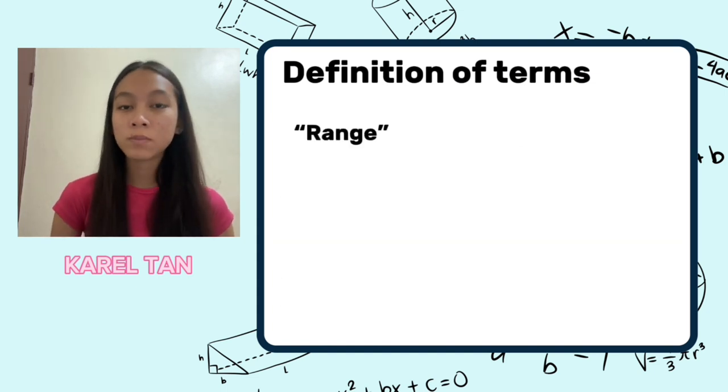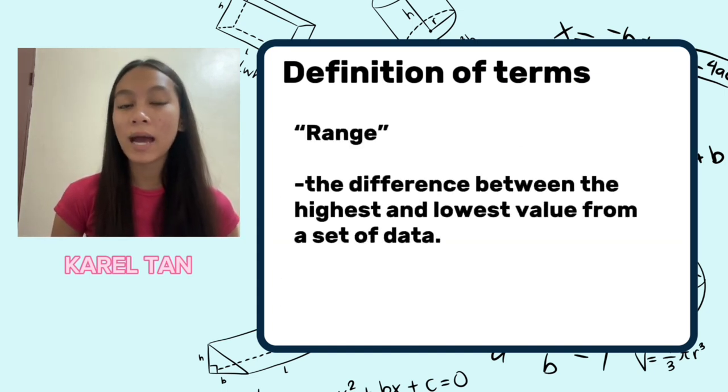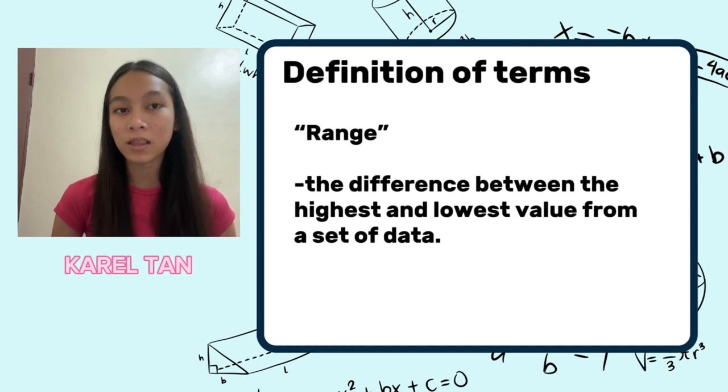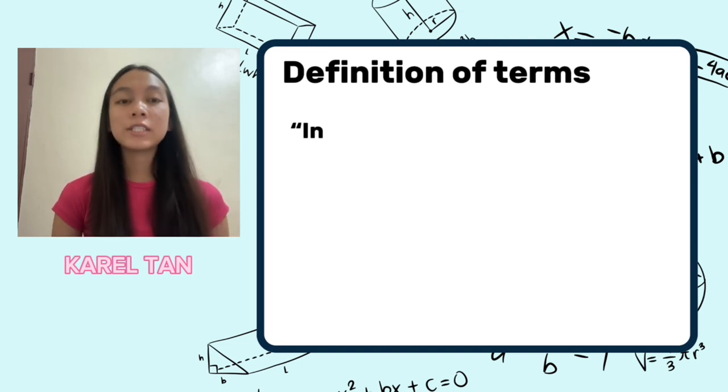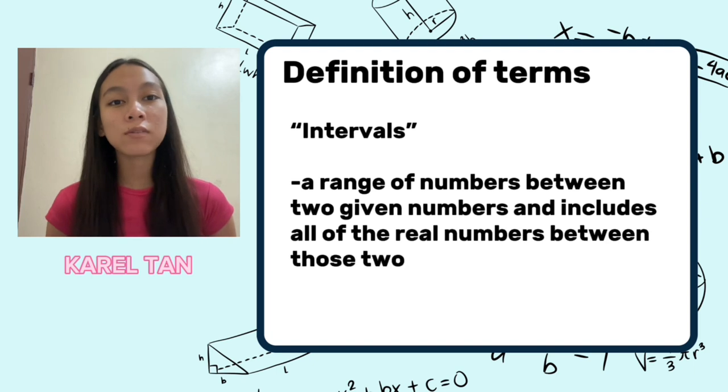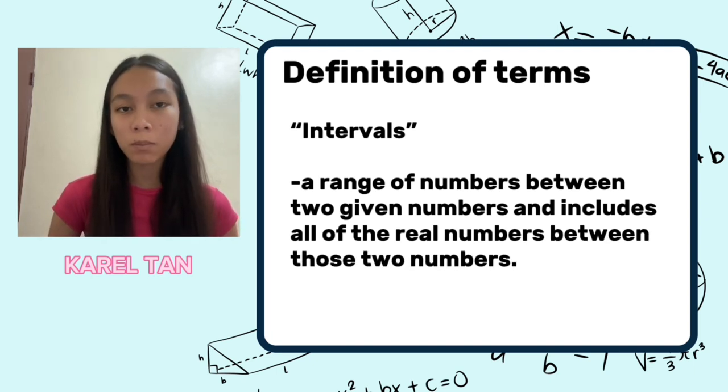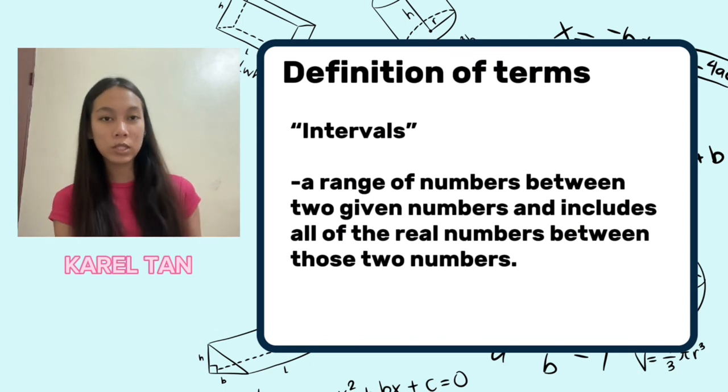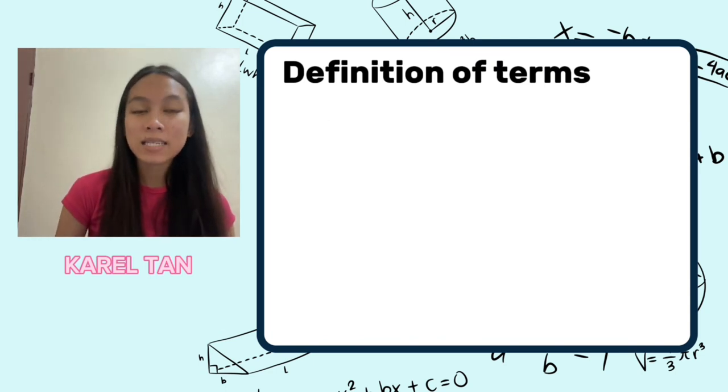Next is range. Range is the difference between the highest and the lowest value from a set of data. Intervals. An interval is a range of numbers between two given numbers and includes all of the real numbers between those two numbers. Next is the axis.